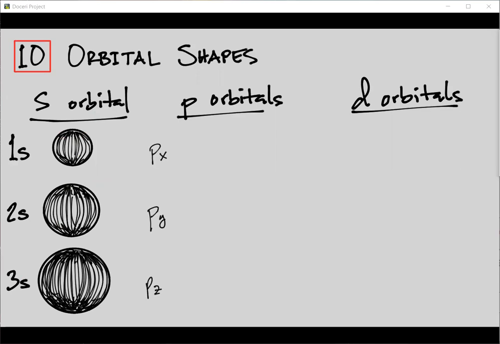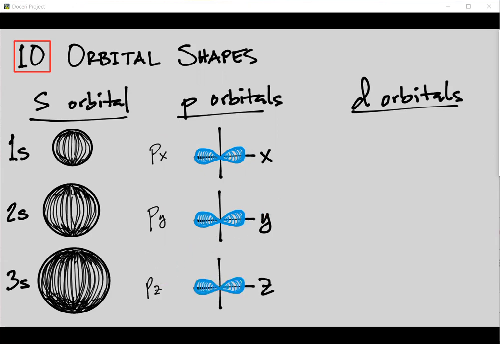P orbitals have a dumbbell shape. So they have 2 lobes. We have 3 different orientations of the p orbital. You have a p sub x, p sub y, and p sub z. And that's why you have a total of 3 different p orbitals. And a p sub y would essentially look like the first one, p sub x, except the lobes lie on the y-axis. And you can guess what a pz looks like. The lobes lie on the z-axis.